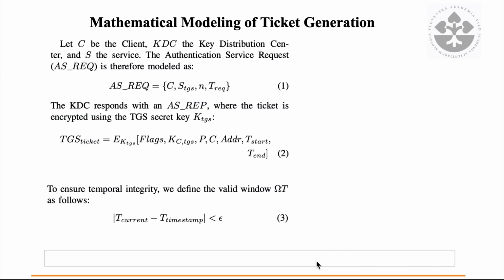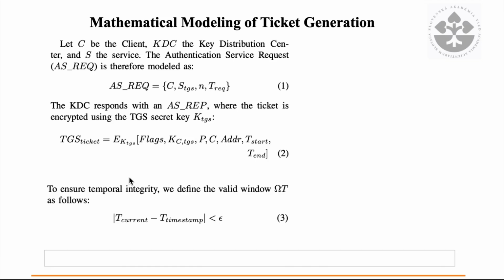Now let's understand the mathematical modeling of the ticket generation. Let C be the client, KDC the key distribution center, and S the service. The authentication service request, AS request, is therefore formulated as follows. The AS request is equal to C, S of the ticket granting service, and then the number of devices, and then N, and then the T request.